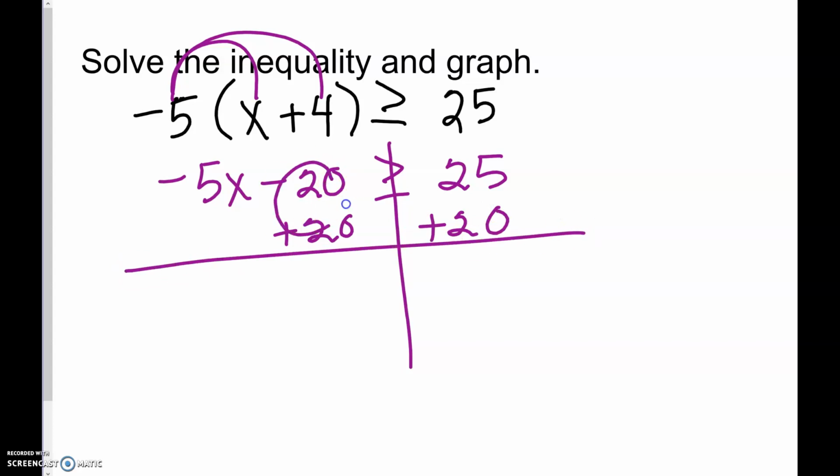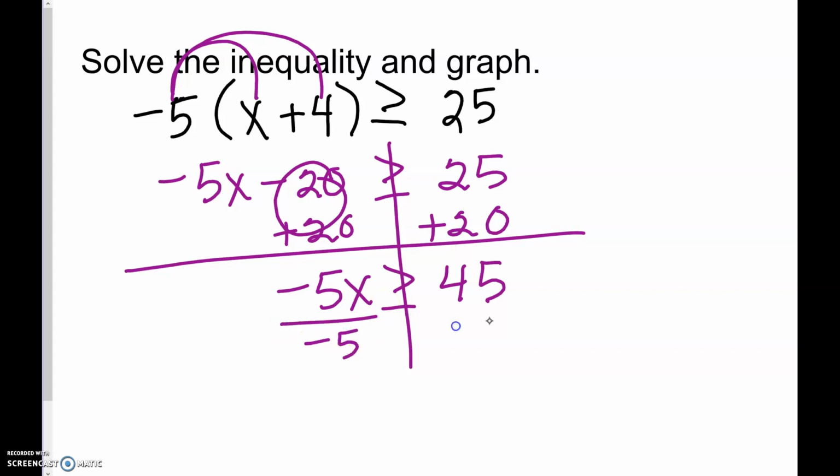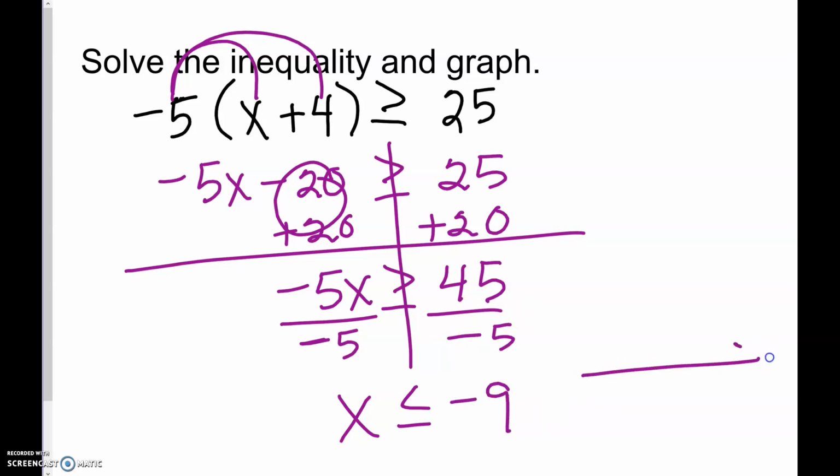So it looks like this is going to cancel out. We have -5x. I added, so there's no flipping of my sign. Now, -5 times x, the opposite of times, is divide. So we're going to divide by a -5. I am dividing by a negative number, so I'm going to flip my sign. And 45 divided by -5 is going to be a -9.